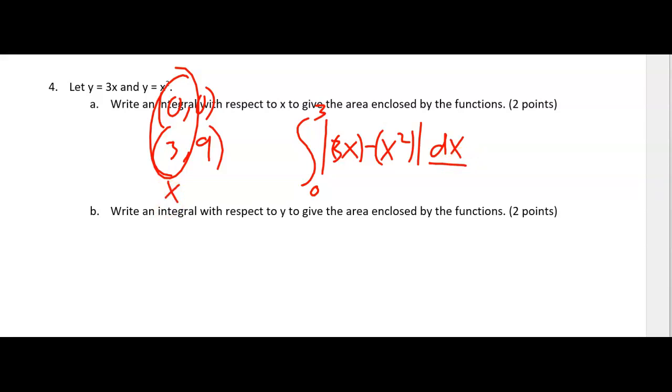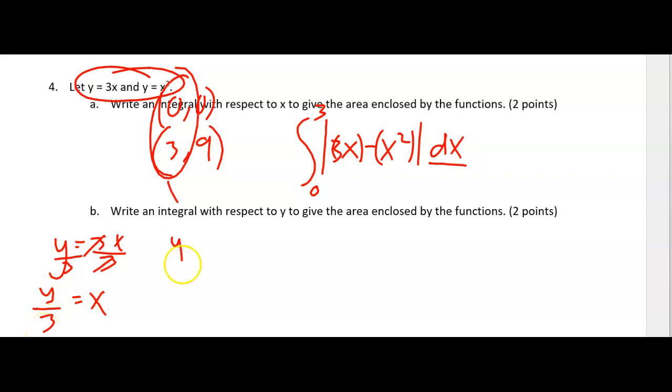All right. Now, when we're integrating with respect to y, we've got a little bit more work to do. Okay. So what is that extra work? For these ones, we need to change these equations. So y equals 3x, we have to get the x by itself. So that equation becomes y over 3. And my other equation here becomes the square root of y.